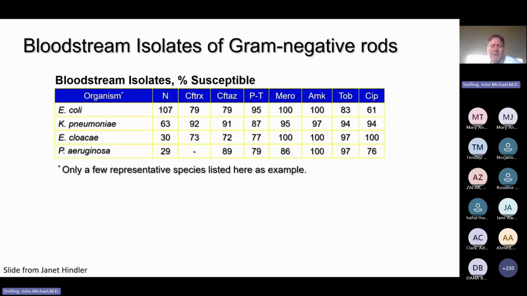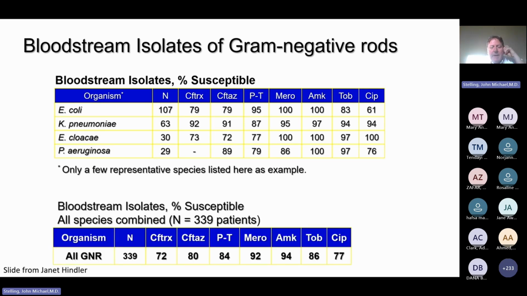These have been examples primarily of routine antibiograms. Here are some examples of enhanced. I already mentioned MRSA, MSSA. Here you see a routine antibiogram with bloodstream infections by species. And here you see they're all averaged together, all gram-negative rods.